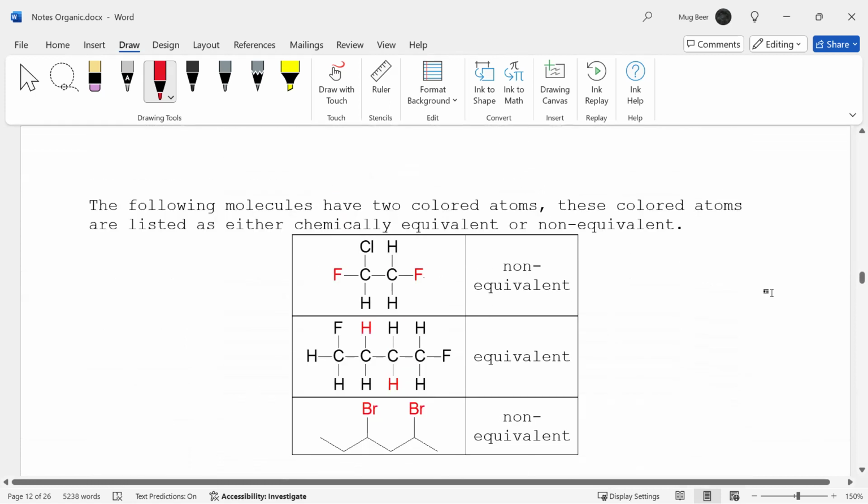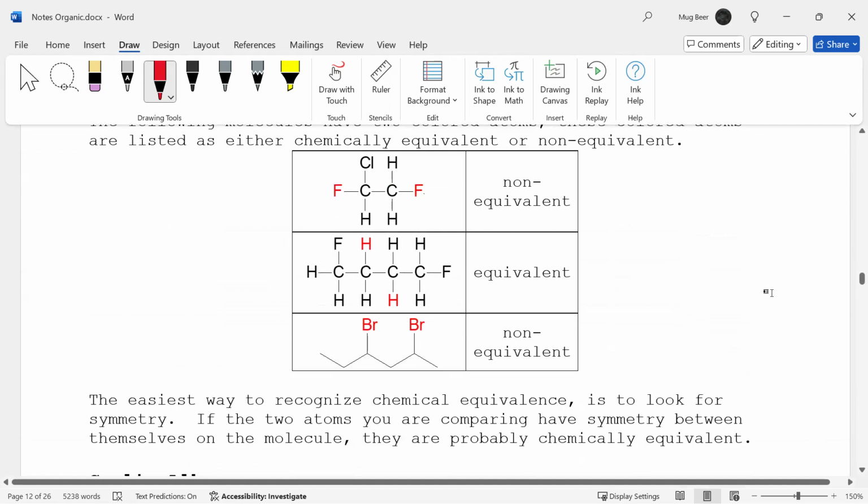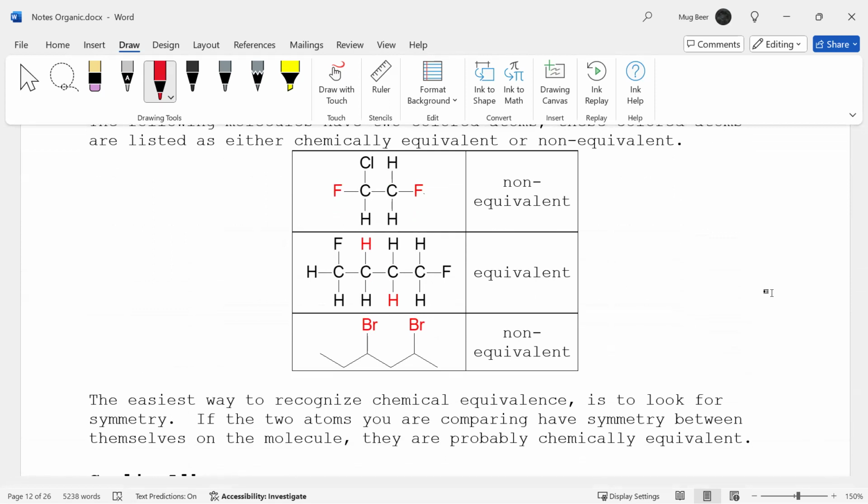Okay, so why are the two red fluorines here not chemically equivalent? That chlorine is going to make that side of the molecule more negative. And so that means that the fluorine on the left is going to have a different amount of chemistry than the fluorine on the right. Why are those two H's that I have highlighted red in the middle equivalent? Position of the fluorine. The position of the fluorine on each side is on the ends.